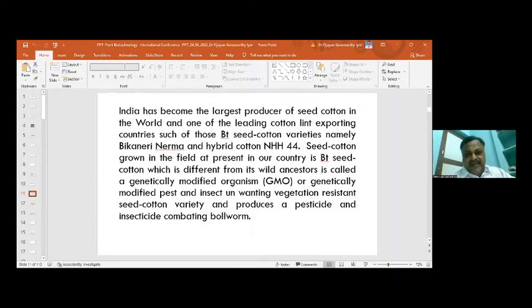So India has investigated this when I was at the Cotton Technological Institute in Matunga, Bombay. So the Bikaner Nirma hybrid cotton was investigated. Seed cotton grown in the field at present in our country is BT seed cotton, that is a biotechnology modified, genetically modified organism, which is totally different. It is more than 80% different from its wild ancestors, called a genetically modified organism, or genetically modified pest and insect, unwanted vegetation resistant seed cotton kapas variety, and produces a pesticide and insecticide combating bollworm.